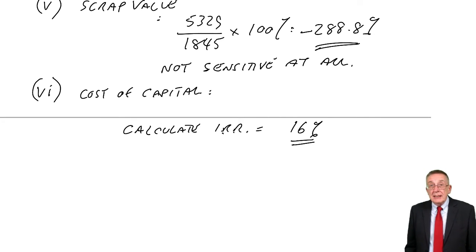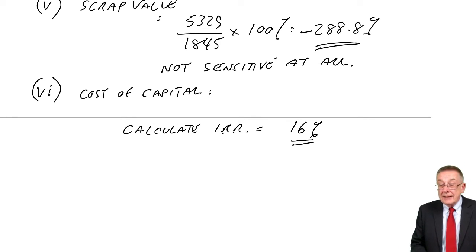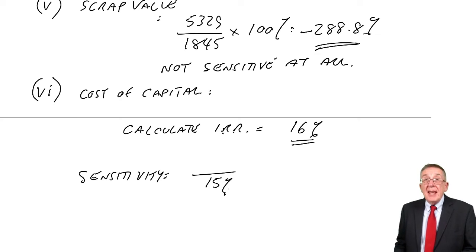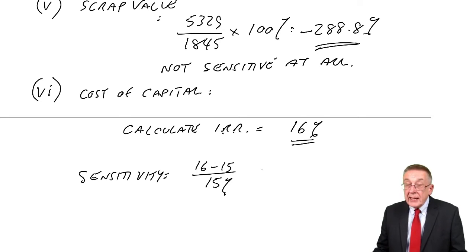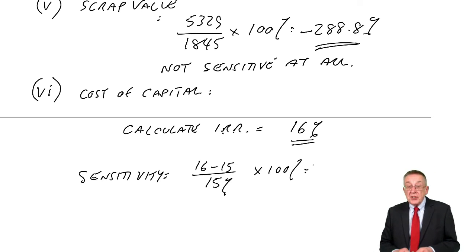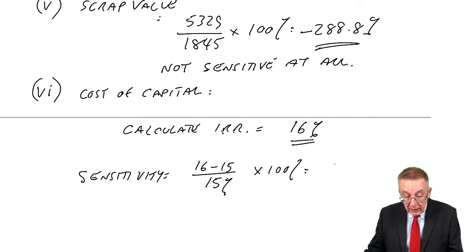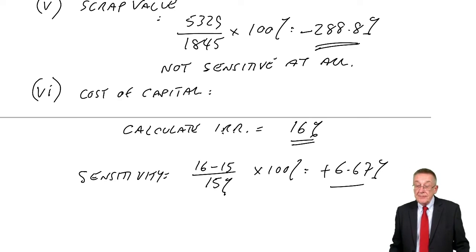However, that's not the sensitivity, because remember, the sensitivity is the percentage change. And so what's the change? The sensitivity of the cost of capital. We think it's 15%. How much change can we afford? Well, 16 minus 15, we can afford a change of 1%. So in percentage terms, I know it looks funny, but a change of 1% on 15 is a change of 6.67%, and we're only worried if the cost of capital increases.